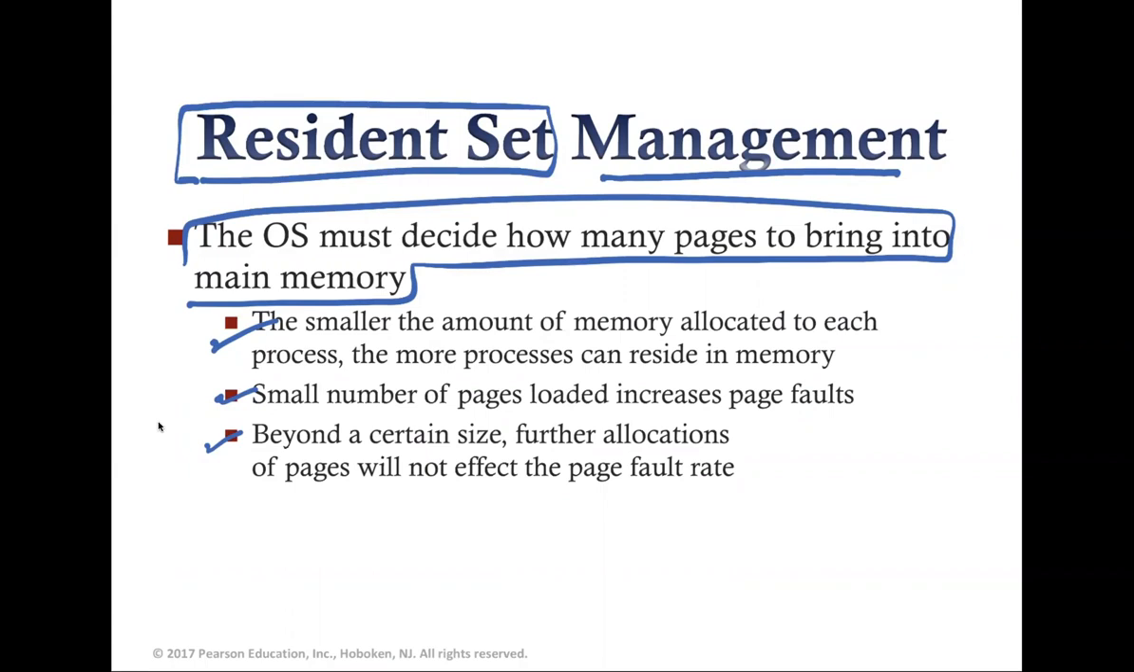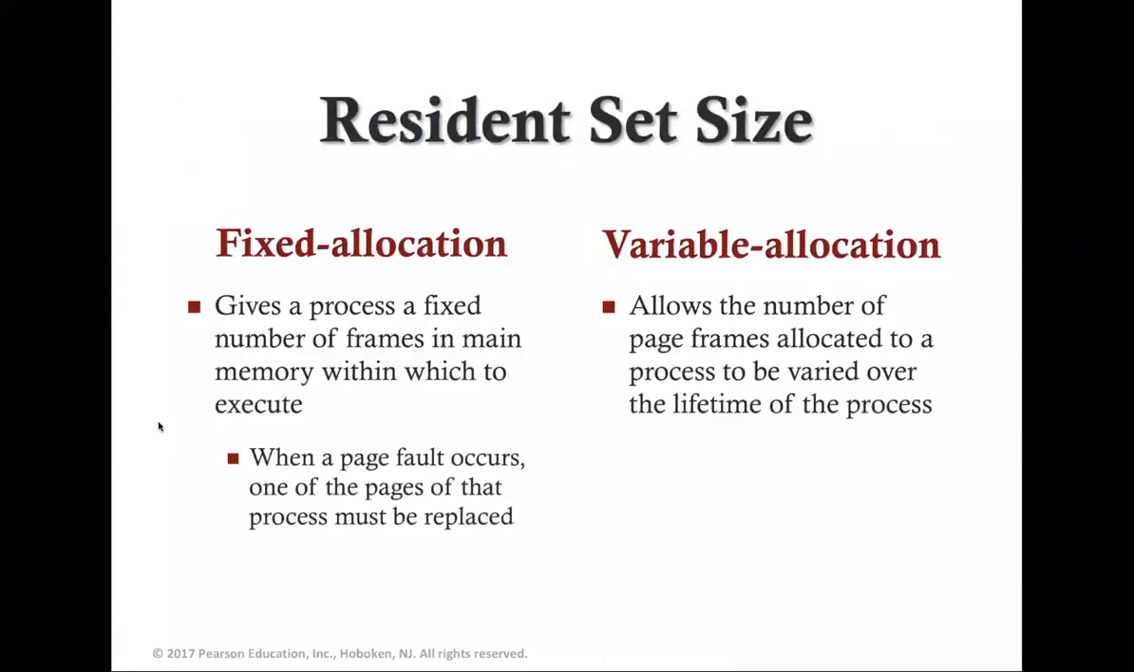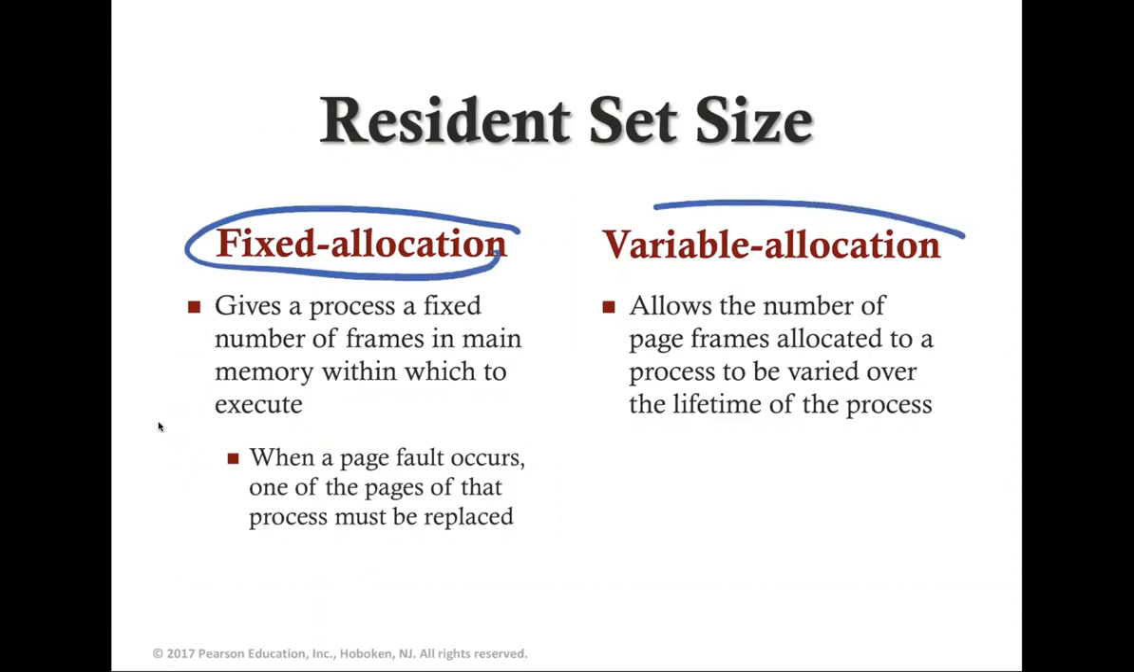With these factors in place, two sorts of policies are to be found in operating systems. The first one is the fixed allocation policy, and the second one is the variable allocation policy. In a fixed allocation policy, we assume that a process would have a fixed number of frames in the main memory within which to execute.